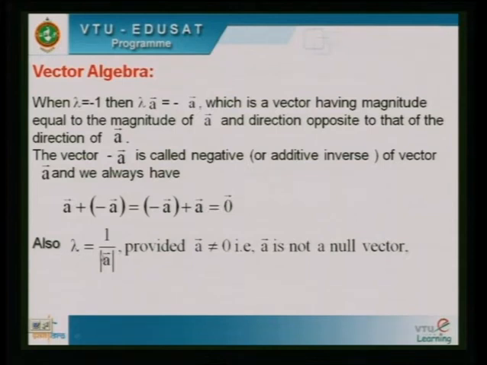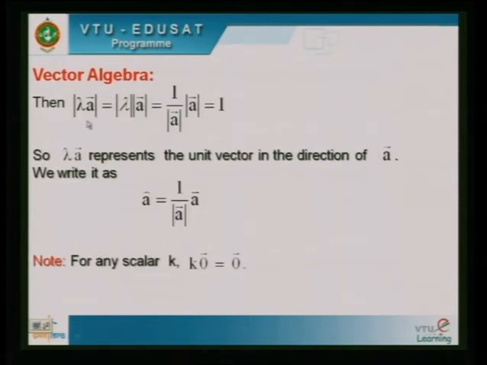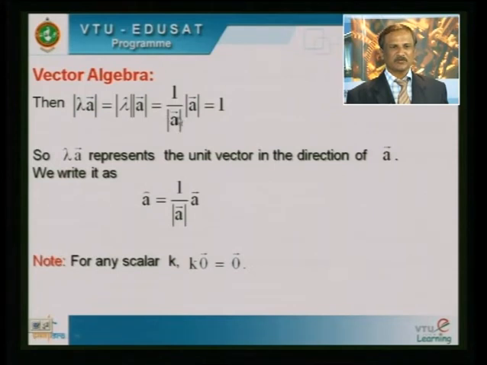Is it clear? Also, lambda is equal to 1 divided by modulus of A, provided A is not equal to 0, meaning A is not a null vector or 0 vector. In that case, you can take lambda equal to 1 by modulus of A. Then modulus of lambda into A is equal to modulus of lambda into modulus of A, and we know lambda can be replaced by 1 divided by modulus of A, so that is equal to 1. So, lambda into A represents a unit vector in the direction of A, and we write it as A hat, which is equal to 1 divided by modulus of A into A.